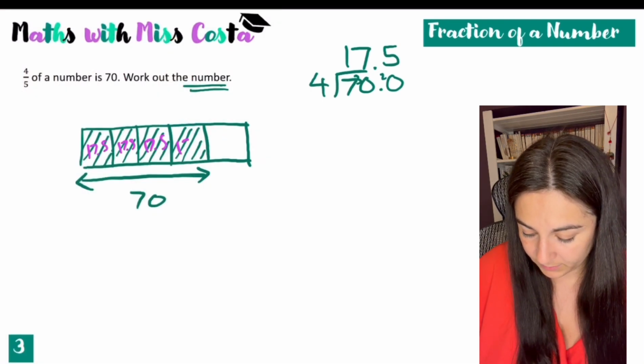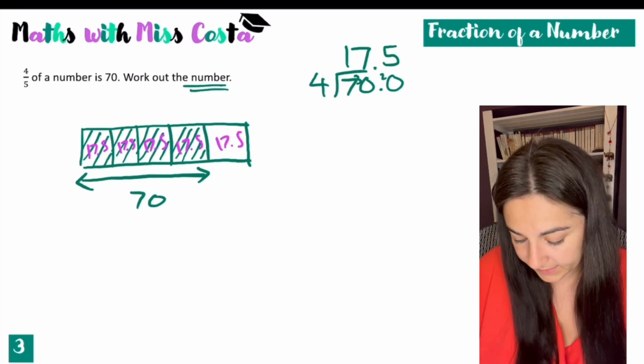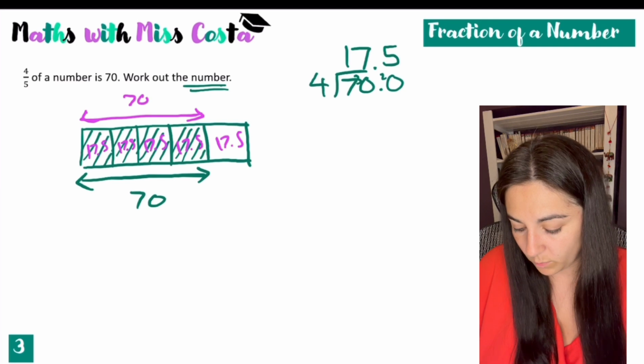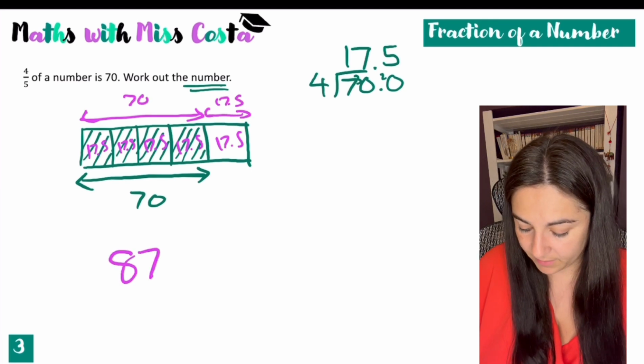So if each part is worth 17.5, how could I work out the whole number? Well, I know this adds up to 70, and I've got another one part of 17.5, so the number must be 87.5.